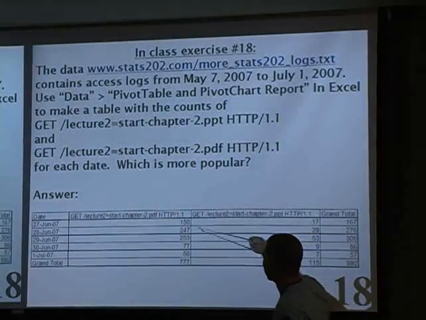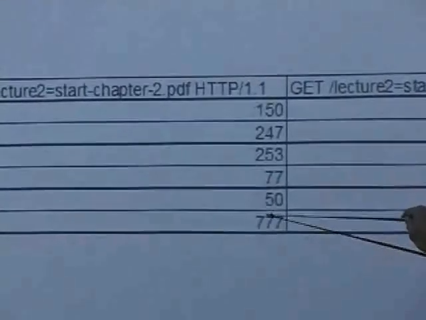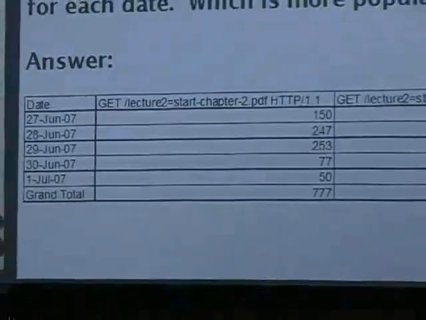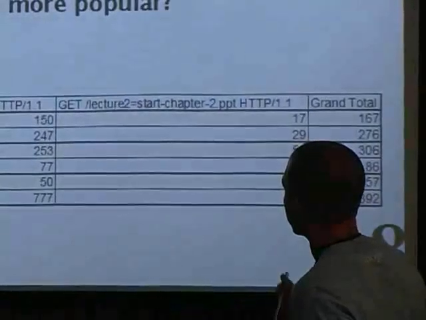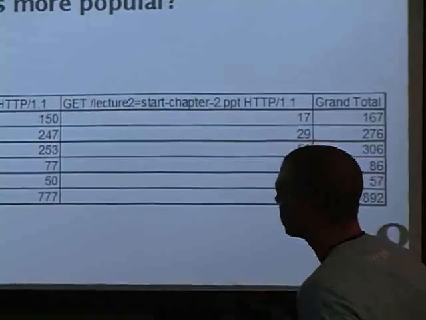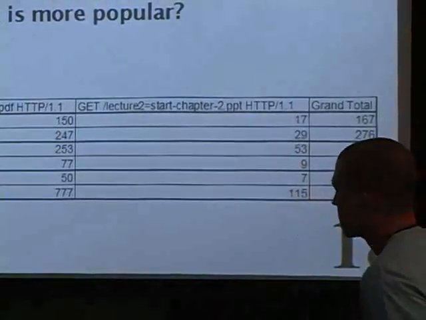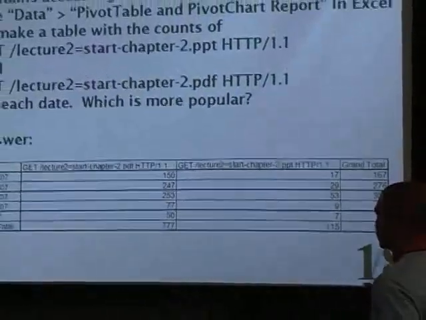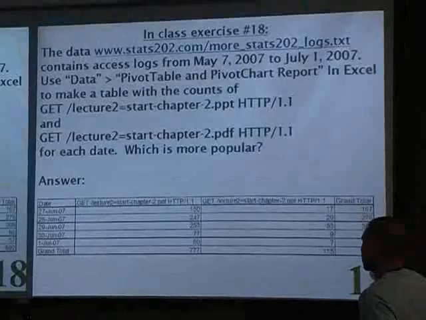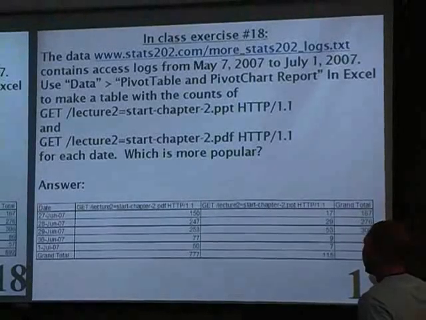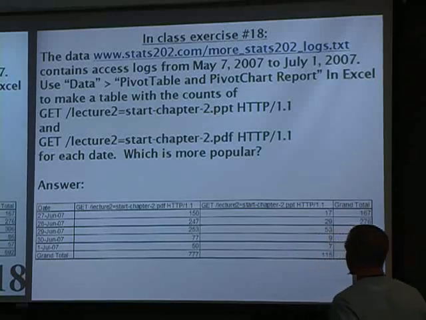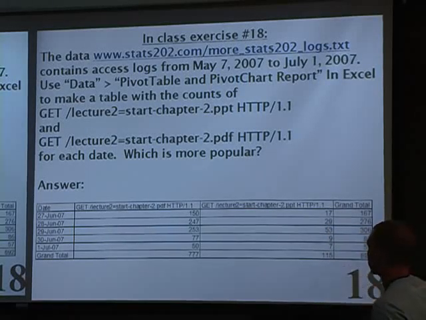Clearly you can see here that the PowerPoint is not as popular as the PDF, right? PDF is 777 total, PowerPoint is only 115 total. So the PDF looks like it's more popular. Now you could argue that some of the crawlers are in there, like Yahoo's crawler, and maybe the crawlers prefer the PDF for some reason. Who knows what these crawlers are doing? But if I have other reasons to believe that most of the behavior in these logs is due to actual users, this would indicate that actual users are preferring the PDF versus the PowerPoint.